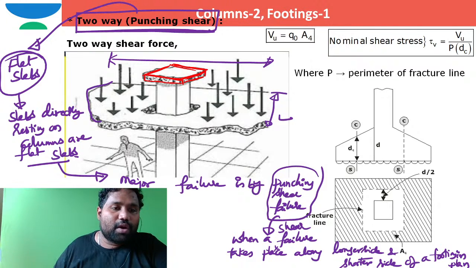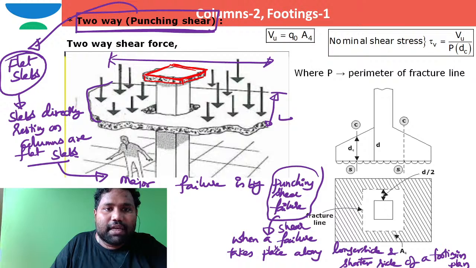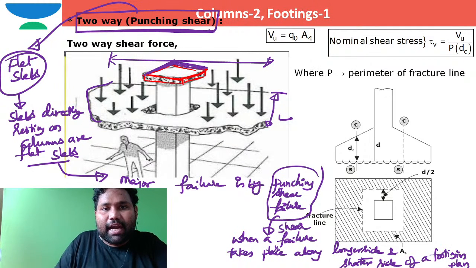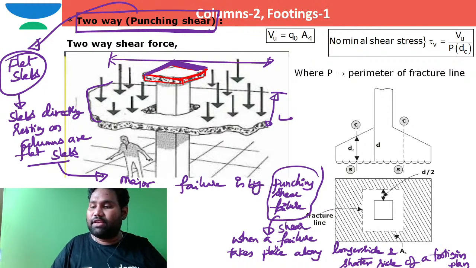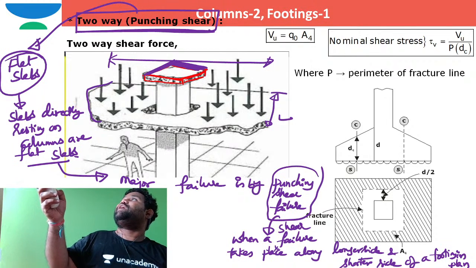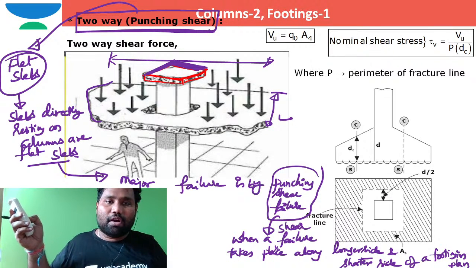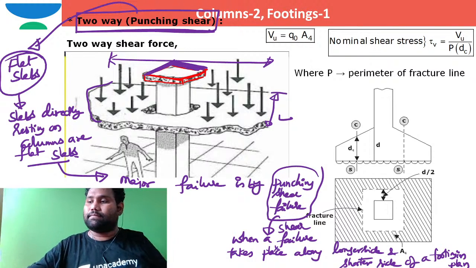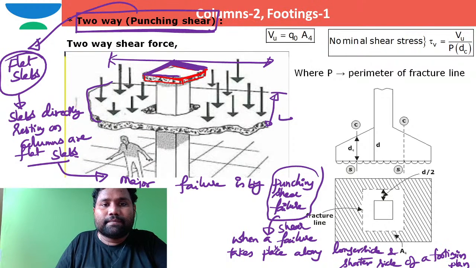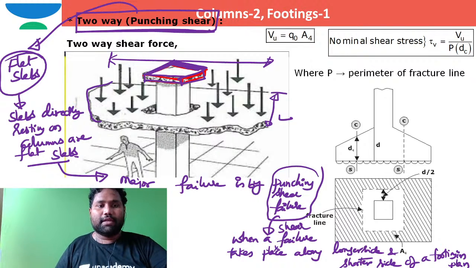I hope you are able to see, dear Jelani Basha or any other person. Here, the failure of shear is happening along this direction and along this direction. Both along the longer direction and along the shorter direction. In both the directions, the failure has taken place. So that's the reason why this type of failure is called punching shear failure.